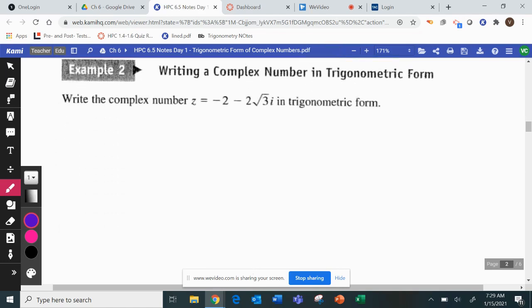All right, write this complex number in trigonometric form. So this would be a good time for you to pause it, see if you can do it on your own, and then play it to see how I did it.